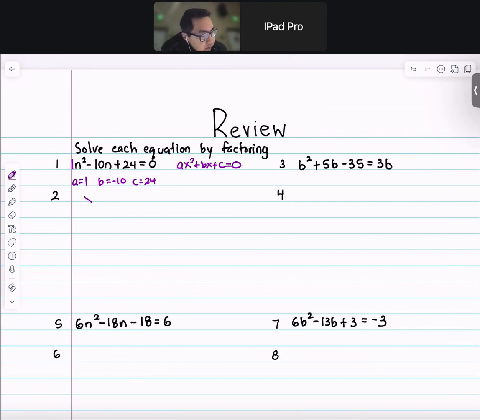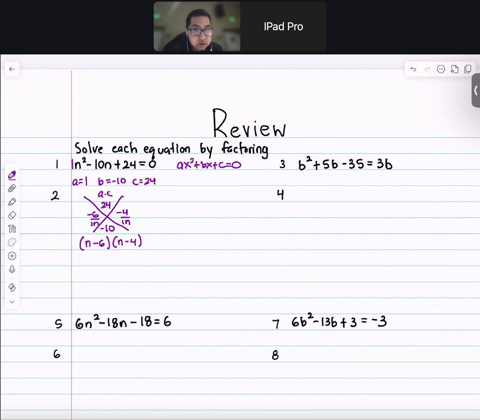So let's do our x method, right? Remember, a times c goes up top, so 1 times 24 is 24. On the bottom is -10. And now you need to think of what two numbers multiply to 24, but when you add, give you -10. That is -6 and -4. And remember, we divide by the a value, and you put on the variable, right? So our factors are n minus 6 and n minus 4.